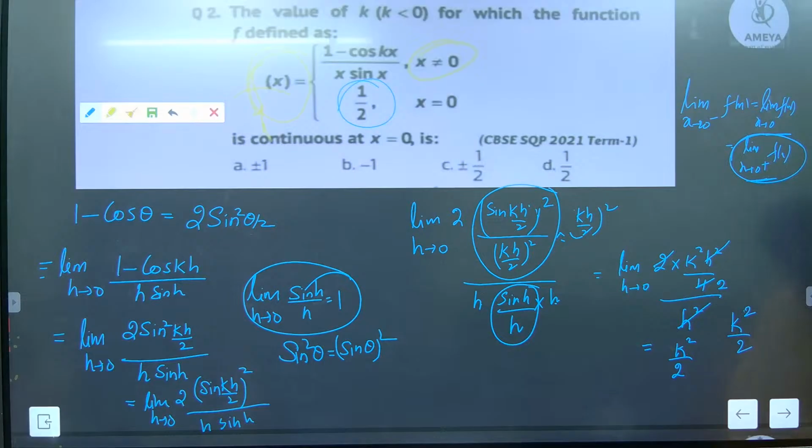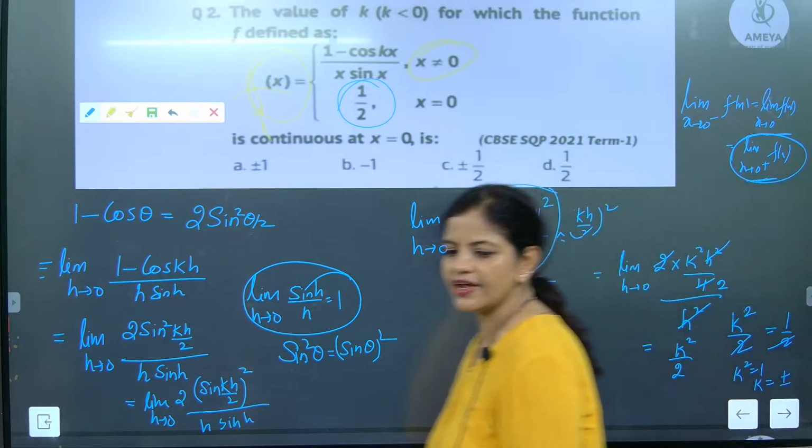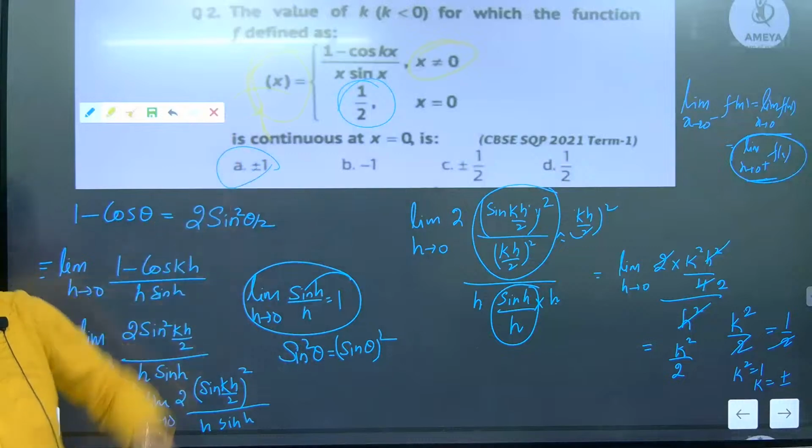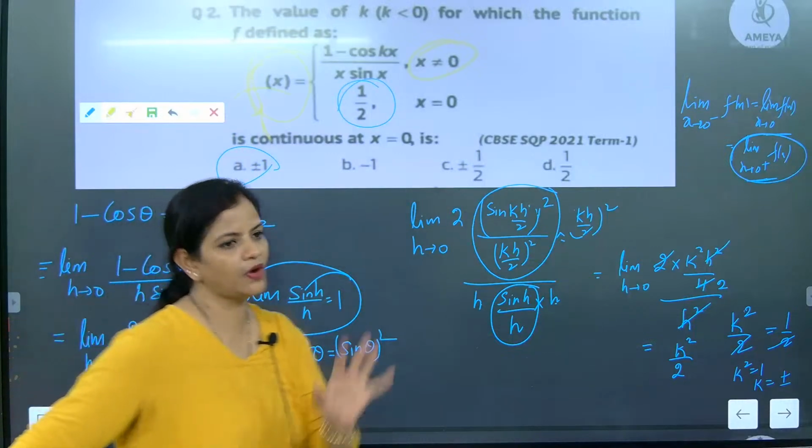K square by 2. And beta, what is the center value given as? Half. So this will get cancelled. K square is equal to 1. So k value will be coming as plus minus 1. So what is the correct option given here? It is A. So our answer we got is A, as plus minus 1.